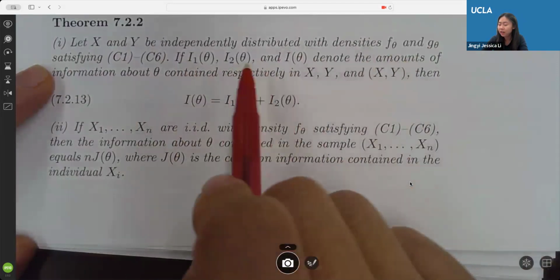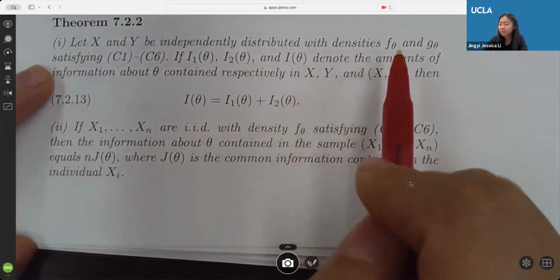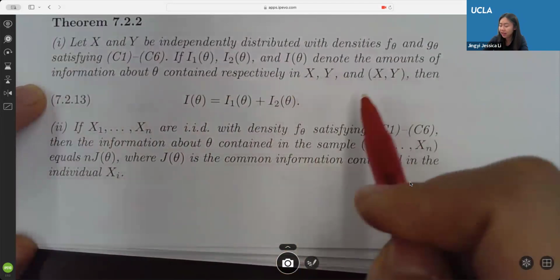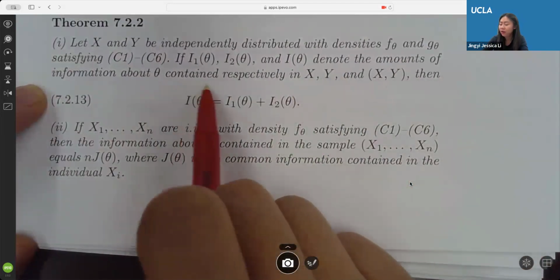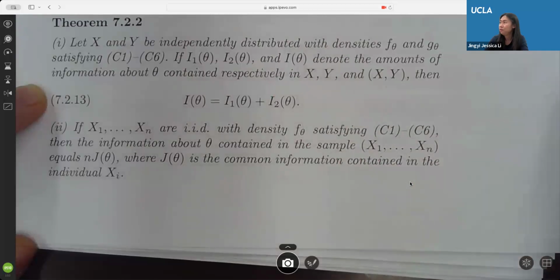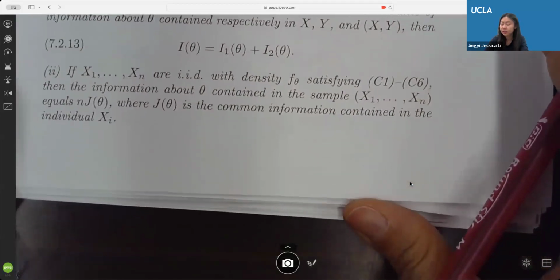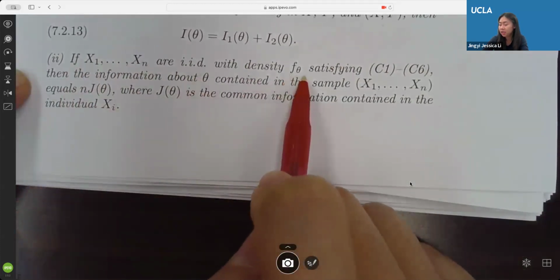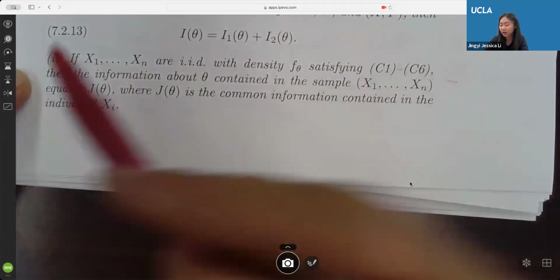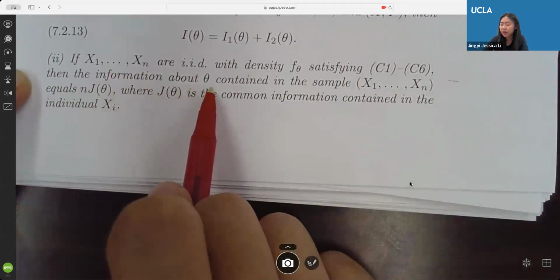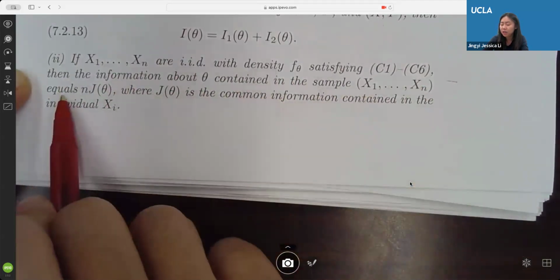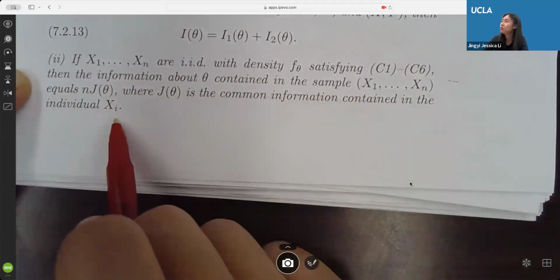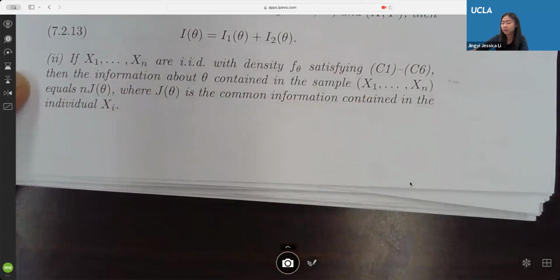If I1(theta), I2(theta), and I(theta) denote the amount of information about theta contained respectively in X, Y, and jointly X and Y, then I(theta), the joint information, is just the sum of the two information. Okay. And because of this, if you now have NIID with the same density satisfying, again, these regularity conditions, then the information about theta contained in the total sample equals N times J(theta), where J(theta) is the common information contained in each individual observation. Okay, this is all expected.